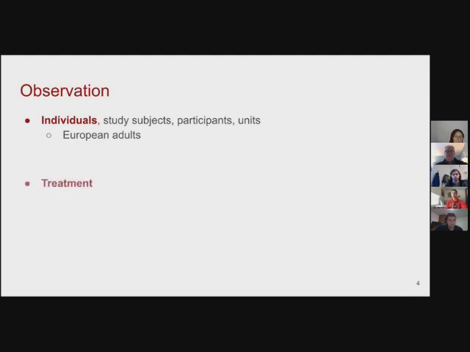For the chocolate study, that chocolate is good for your health. Another important terminology here is treatment. And treatment in this case is chocolate consumption.